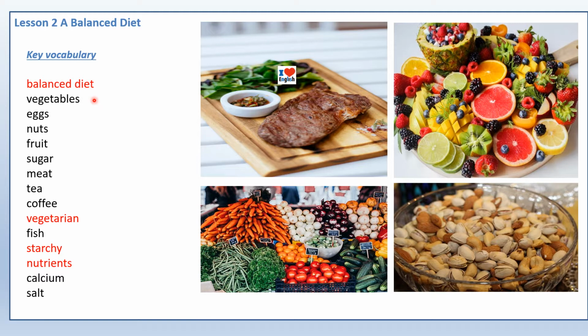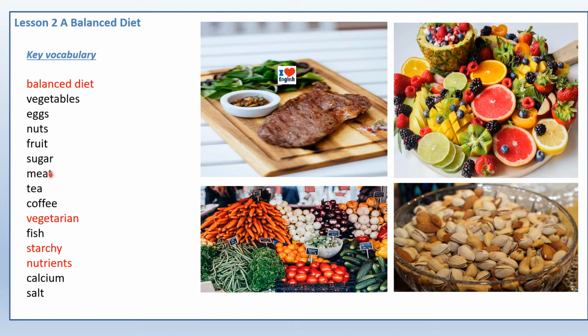First, let's have a look at the key vocabulary that we are going to focus on in this class. Please have a look at this list of words. And also I have chosen some photos to help you. Balanced diet. What do you mean by balanced diet? The diet that contains different kinds of food in certain quantities and proportions to keep us healthy.